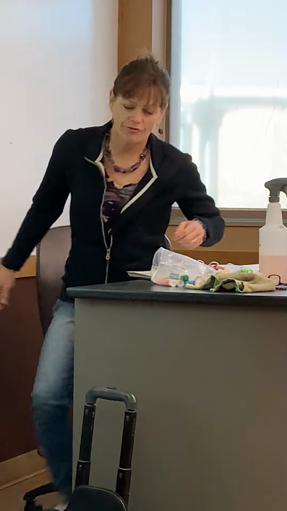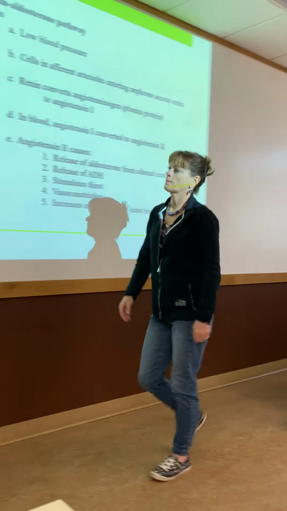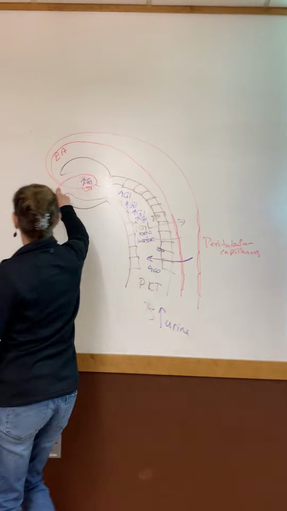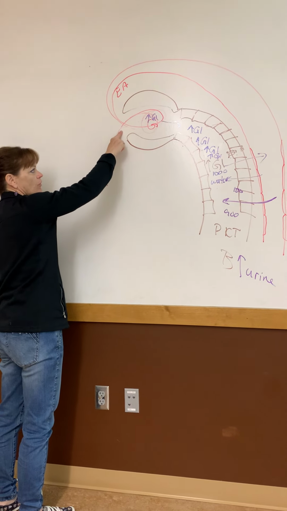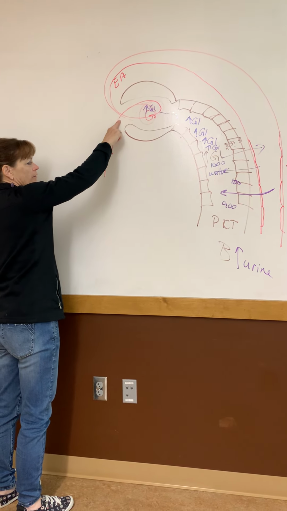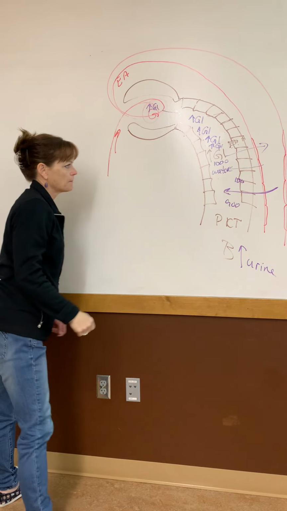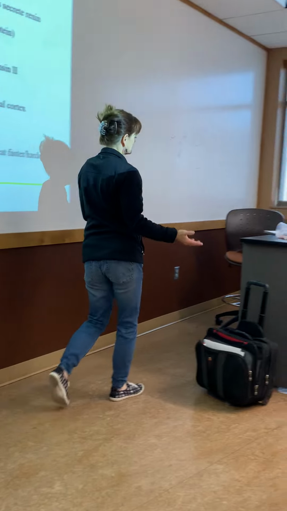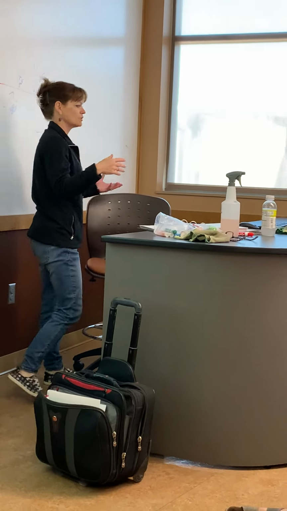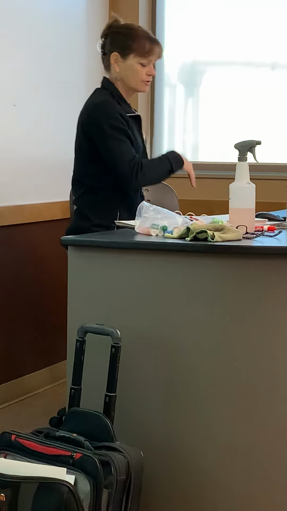Renin is secreted by cells of the afferent arteriole. So renin is secreted here. It's produced from cells of the afferent arteriole. Okay? Renin's going to enter the bloodstream. Now, they're secreted from the cells of the afferent arteriole, so they don't have far to go, right? They're going to enter the blood right there because they come from a blood vessel.